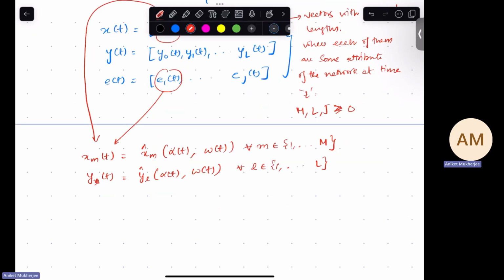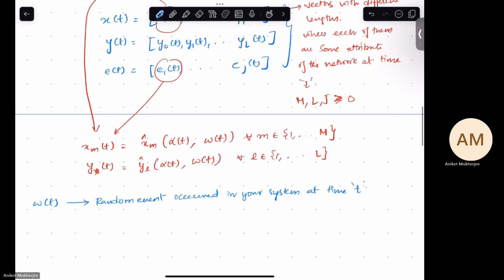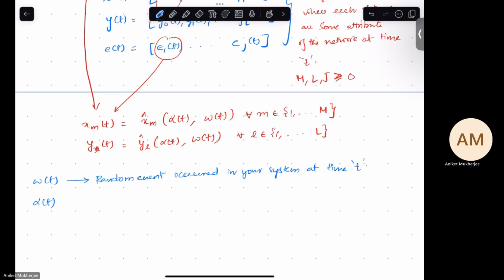So here omega t is the random event that has occurred in your system at time t. Similarly, alpha t is the control action that we have taken at time t. Okay.